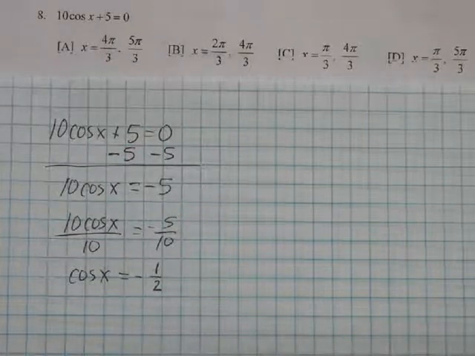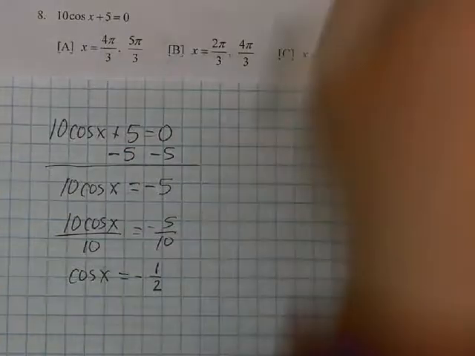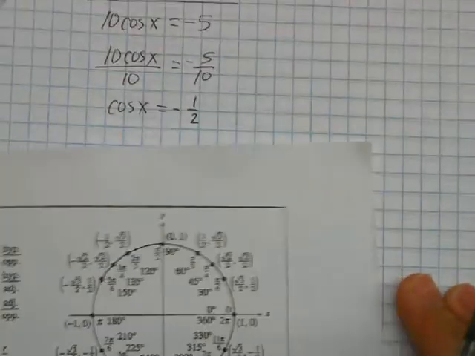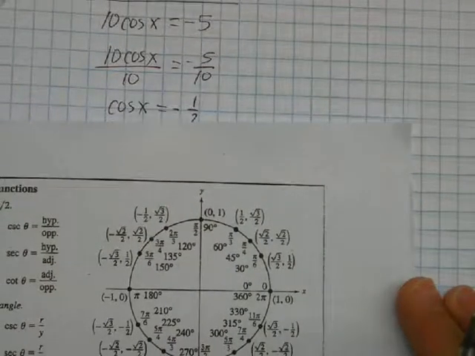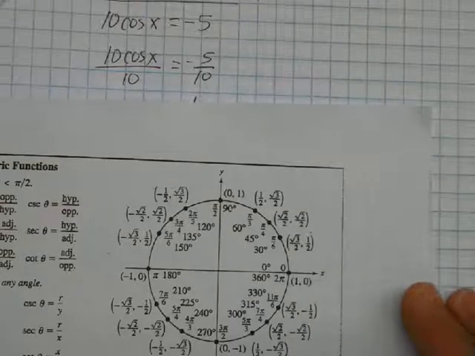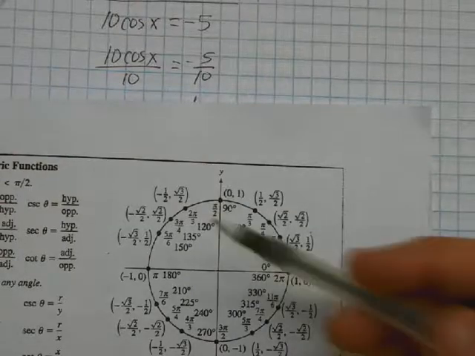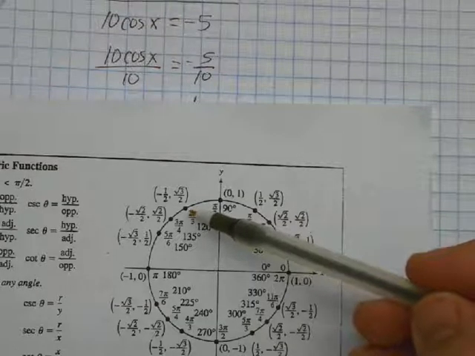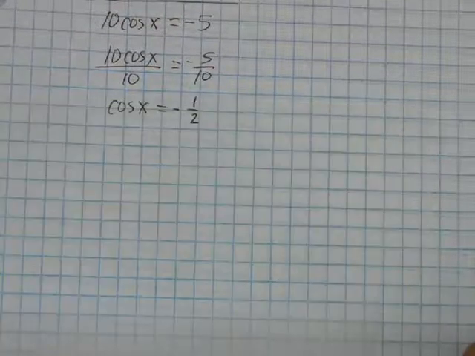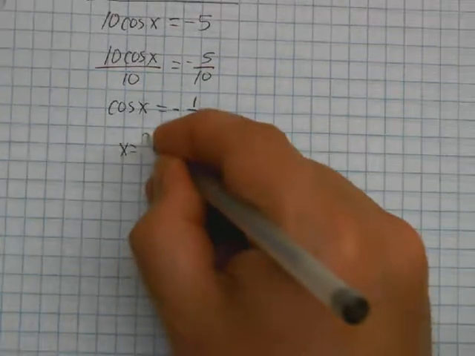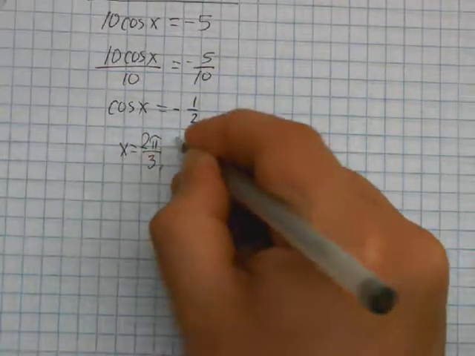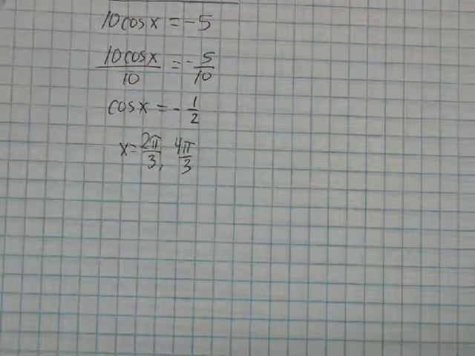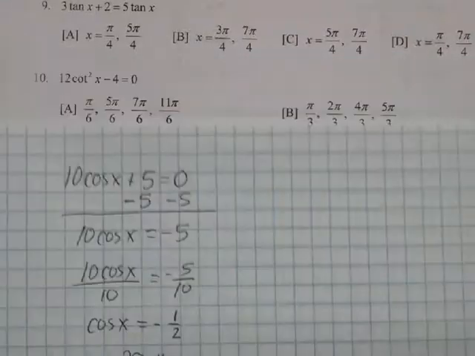So when is cosine equal to negative 1/2? Well, looking at our unit circle, cosine is equal to negative 1/2 at 2 pi over 3. Remember, it's the x-coordinate, and 4 pi over 3. Which matches with answer B.